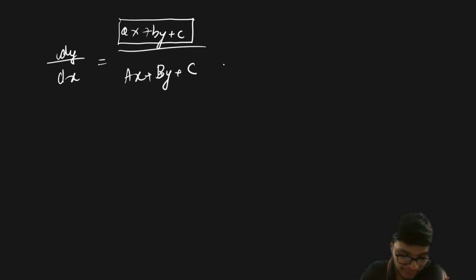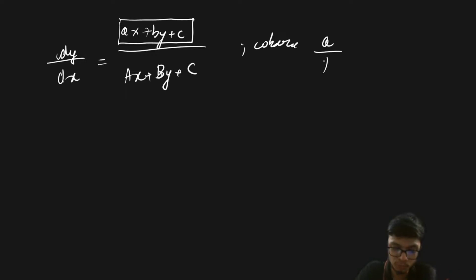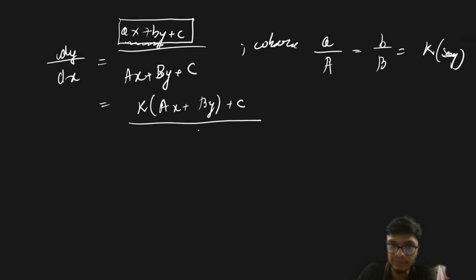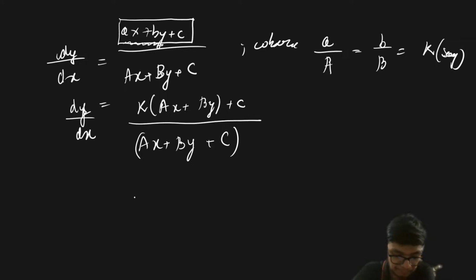Okay, so what I'm going to do over here is, let us say I have a condition that small a by capital A is equal to small b by capital B is equal to some constant k. Let us say this particular thing occurs. And if this is true, then I can represent this form, that is ax plus by, as k times capital Ax plus capital By plus some constant small c, divided by capital Ax plus capital By plus capital C over here, right? Which is basically equal to dy upon dx, right?